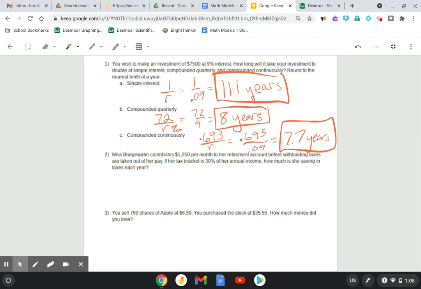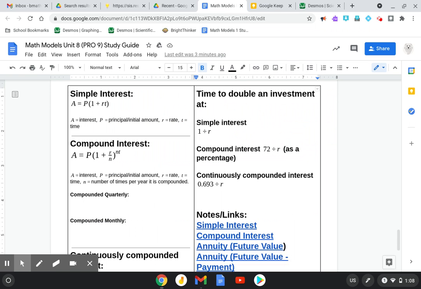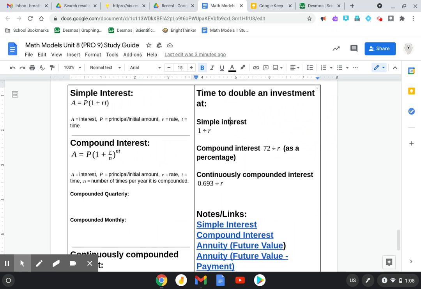Okay, so that's pretty straightforward. You got your 3 formulas. We went over that example way back at the beginning of the unit. But you got your time to double an investment right there.